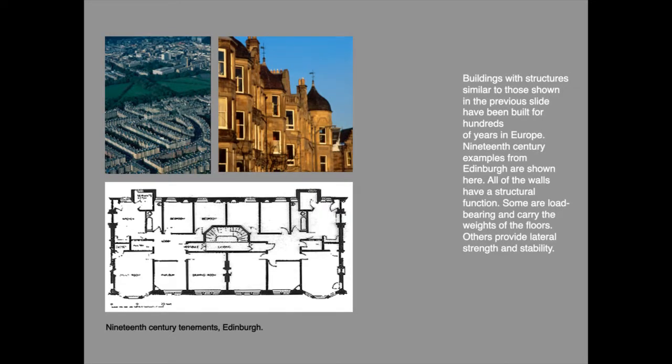Here is another example from the 19th century in the Marchmont district of Edinburgh. These tenements have load-bearing wall structures. The walls which are vertical in the plan are the load-bearing walls that carry the weights of the timber-joisted floors which span between them, as in the previous building.